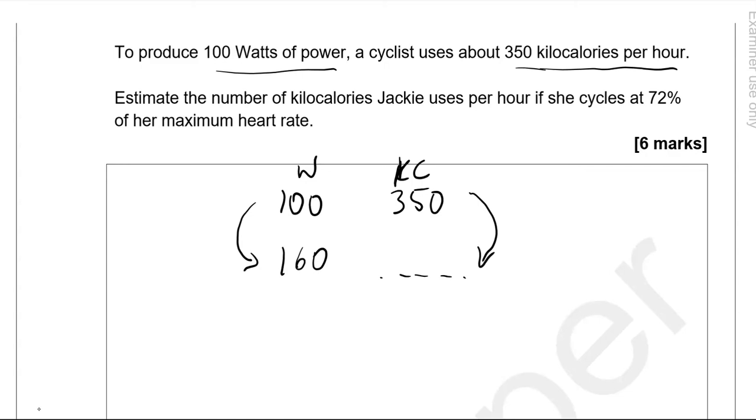To get from 100 to 160, we multiply by 1.6. In other words, 160 divided by 100 gives us 1.6. So we'll do this on the other side as well. 350 times 1.6 gives us 560 kilocalories.